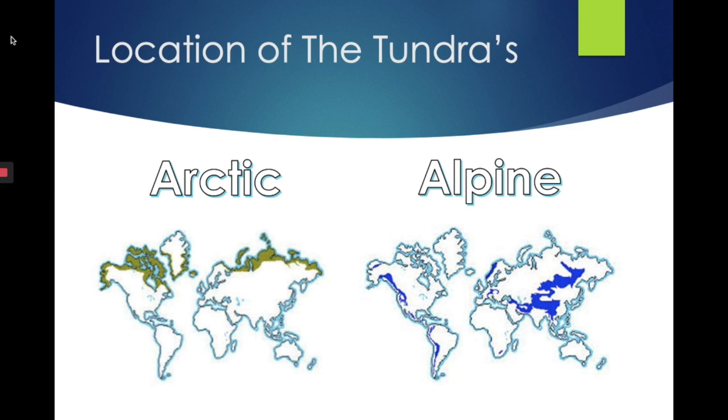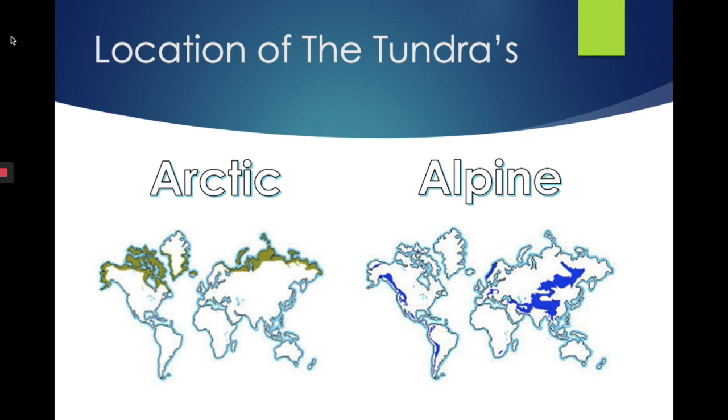So the location of this tundra is further south from the Arctic tundra. It's dependent on the elevation of the land. Most are located on the world's greatest mountain ranges, such as the Andes, the Himalayas, the Alps, and the Pyrenees Mountains.